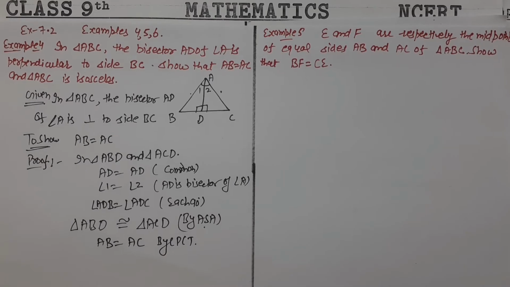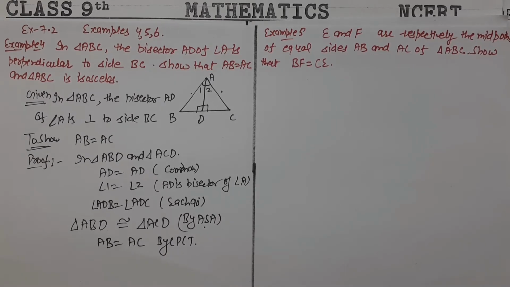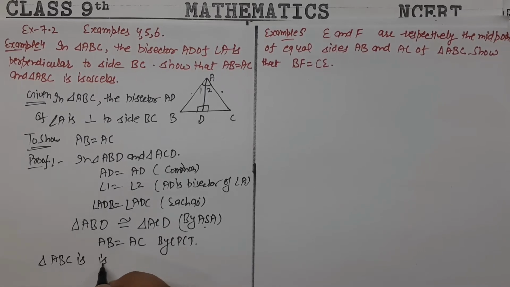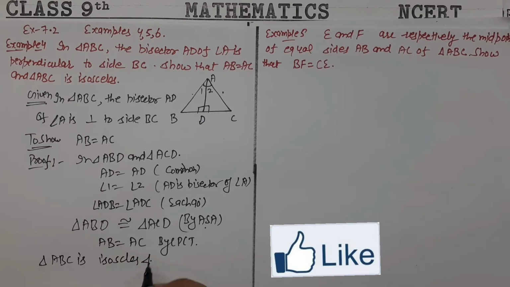By the property, if two sides of a triangle are equal, then ABC becomes an isosceles triangle.